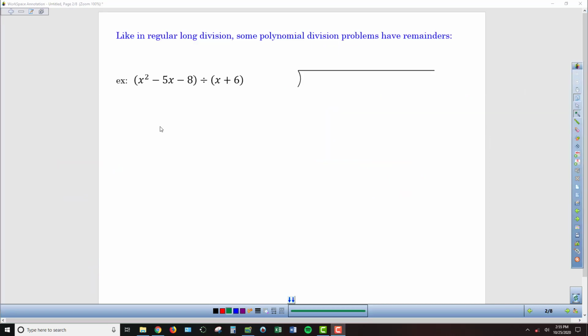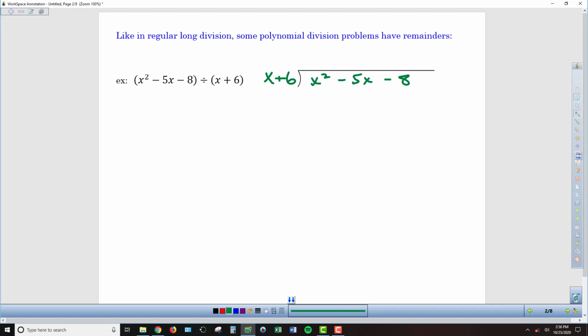Just like we saw with our regular numbers example, we divided 825 by 7 and got 117 with a remainder of 6. We can get remainders when it comes to dividing polynomials as well. And we handle it much the same way at the finish. But for this one here, I'm going to put my divisor out here, just like we did last time, so x plus 6. And then I've got x squared minus 5x minus 8 inside the box.